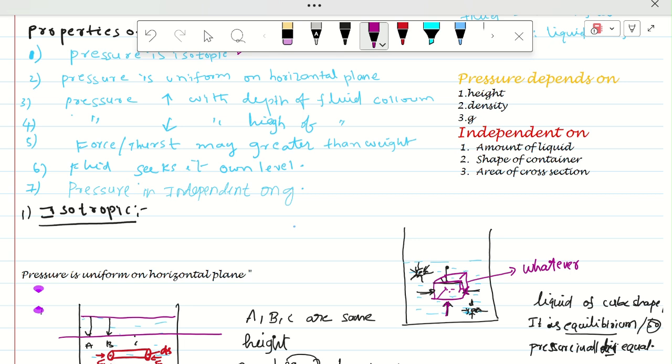It means that in a static fluid, the pressure acting in all directions on a surface or a point is equal. This also relates to Pascal's law, but the distribution of pressure is given by Pascal: how the pressure is distributed from one point to all the points. In the isotropic nature of the fluid, the pressure acting on a point in the static fluid, wherever the point is, is equal from all directions. That is isotropic nature. So pressure is uniform in a horizontal plane.